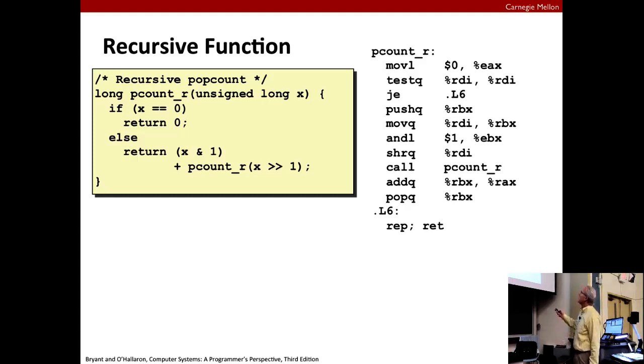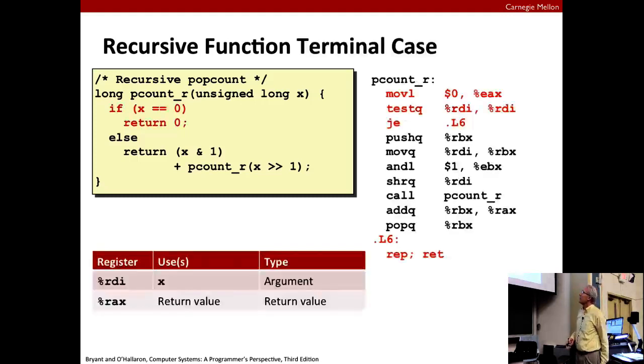Right. And this is the code generator's output. In general, recursive code is always going to generate a bigger blob of code than the iterative version because it has to do all this stack stuff. So this is about as simple as it gets in recursive calls. Let's pick it apart. Well, the easy case is if x is 0. What happens is it first assumes x is going to be 0, in fact, and sets up the return value of 0 in the register.